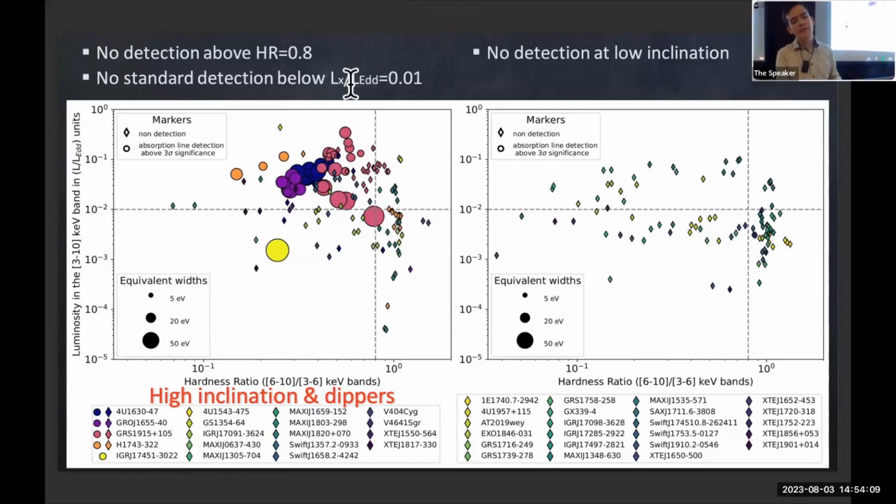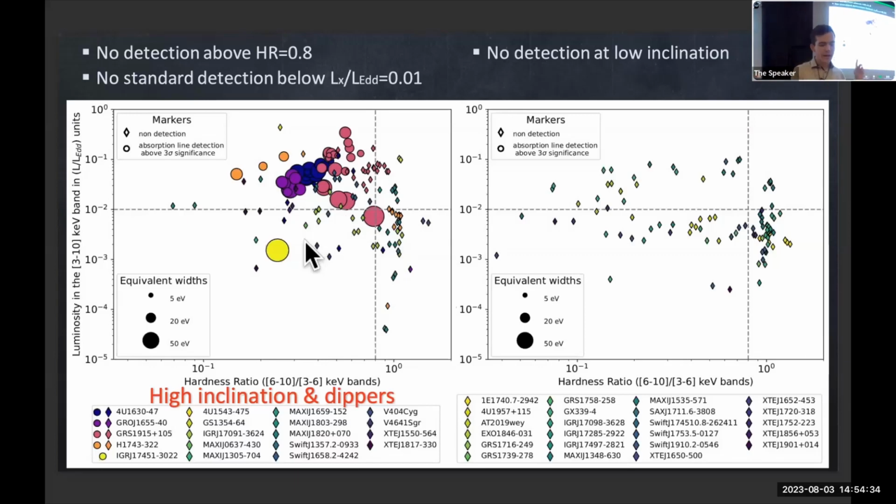And you also have kind of a double dichotomy in terms of position in the HID, right? So you do not detect absorption lines for hard states. Actually, I'm lying saying that because, of course, GRS 1915, as usual, has some issues with its behavior. But basically, if you take out non-standard states, you only have detections in soft states, and you have detections only above a certain threshold in luminosity.